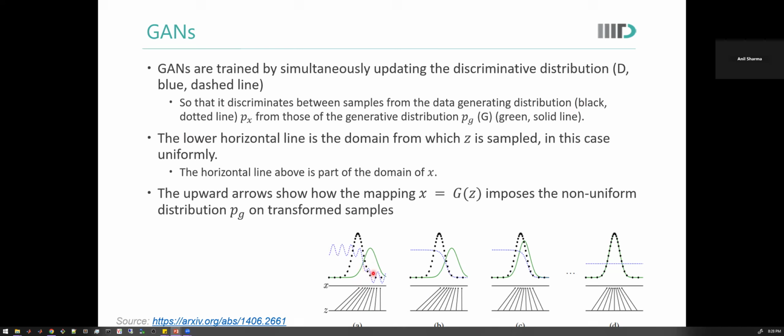The blue one is the discriminator and the green solid line is the generator. If we see these four cases A, B, C, and D, the horizontal line is the domain from which Z is sampled, in this case uniform. And the horizontal line above is the domain of X.